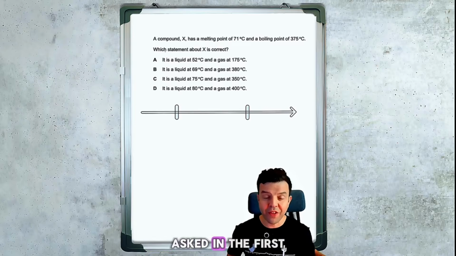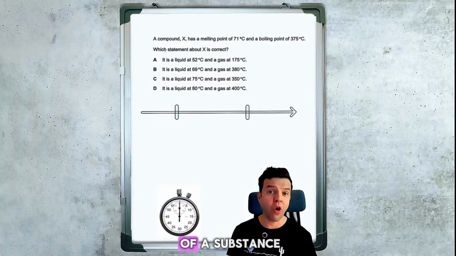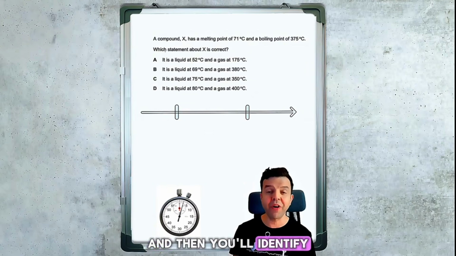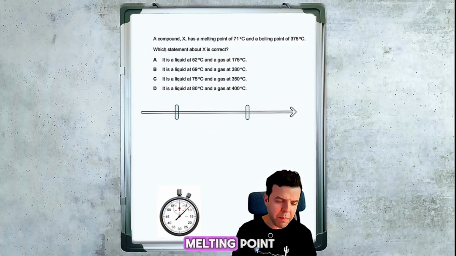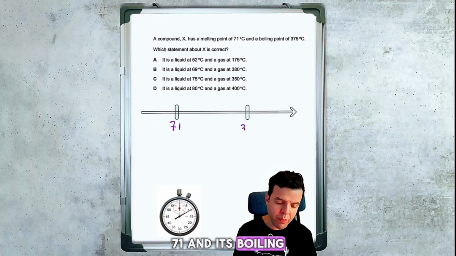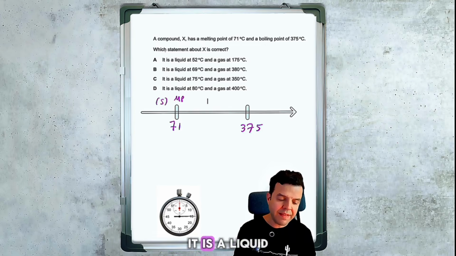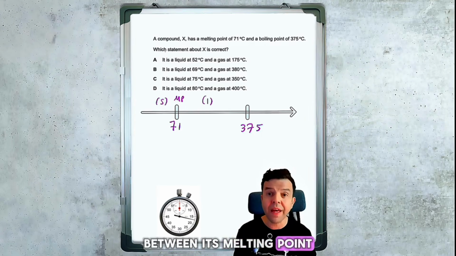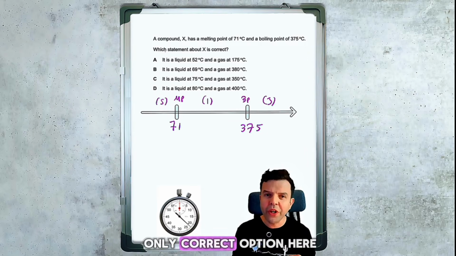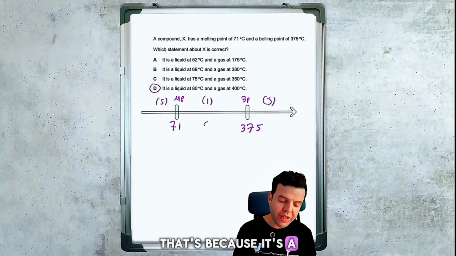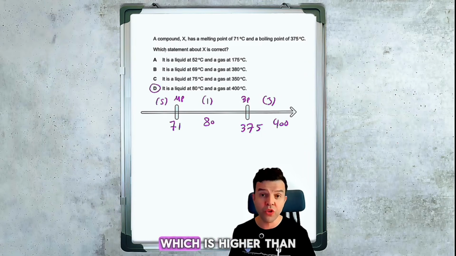This question is usually asked in the first page of the exam paper, where you've been given the melting and the boiling point of a substance, and then you'll identify its state of matter. The first thing I'll do is sketch its melting point 71 and its boiling point 375. Any substance is a solid below its melting point. It is a liquid between its melting point and its boiling point, and it's a gas after its boiling point. For that reason, the only correct option here is D.